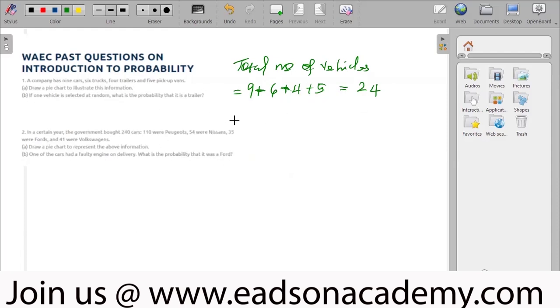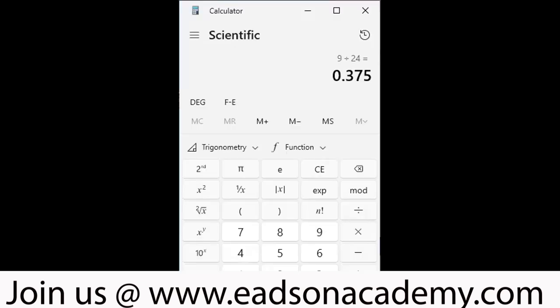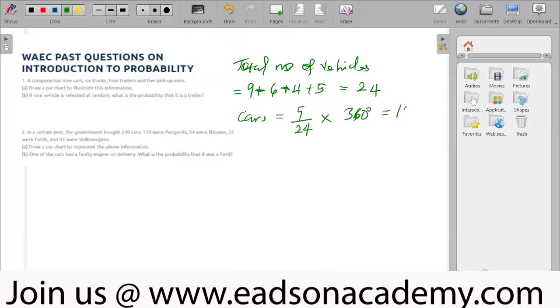So 9 cars, so the angle of car will be 9 divided by 24 multiplied by 360 degrees. Let's use the calculator to be faster. 9 divided by 24, then multiply the answer by 360, that is 135 degrees. That is for car. Then the other one is truck. How many trucks do they have there? You have 6 trucks.